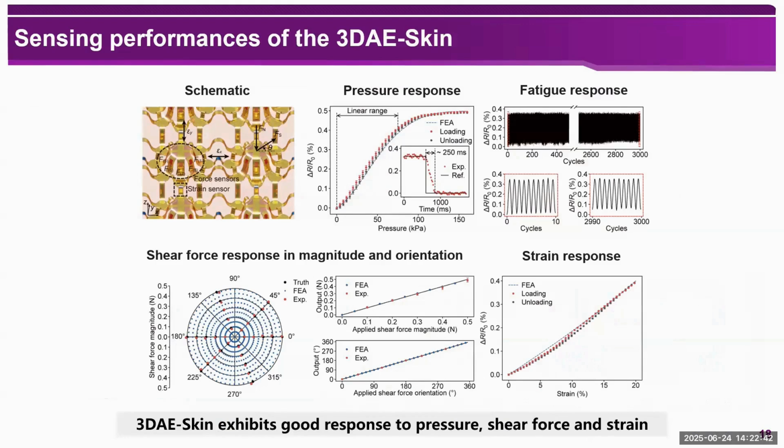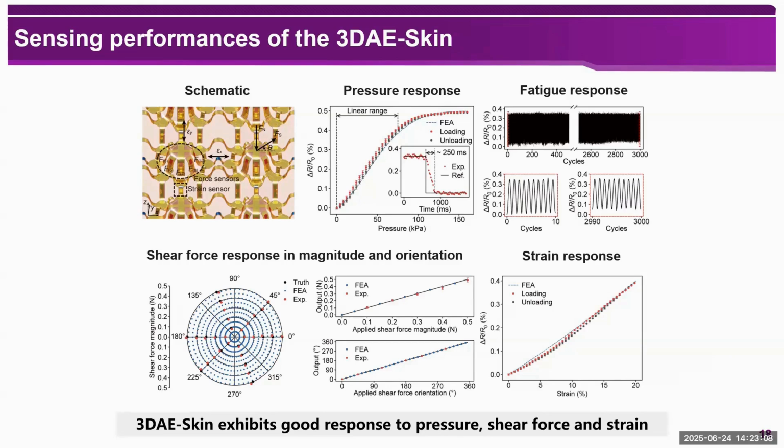Then I will illustrate the characterization of the sensing performance. So if you look at the mid-top image, it shows the sensing performance of pressure with a linear range of 80 kilopascal and a response time of 250 milliseconds. And after 3 thousand cycles of pressure loading and unloading, the pressure sensing performance is still very stable.